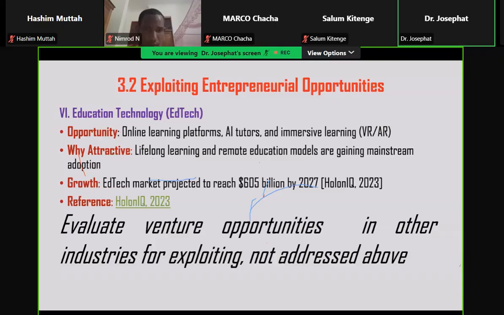Lifelong learning and the remote education model are gaining mainstream adoption around the world, and the growth of the EdTech market is projected to reach $605 billion by 2027. Mwaka kesho tu hapo. And we need to evaluate venture opportunities in other industries to exploit, not just address the above. We can evaluate various ventures. Tunaweza kuangalia sekta nyingine nyingi ambazo tunaweza kuona kwamba kuna fursa mbalimbali, especially kwenye nchi yetu.